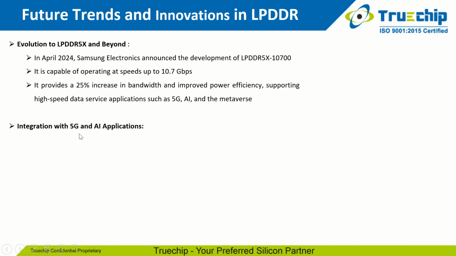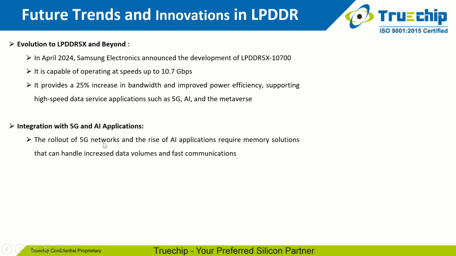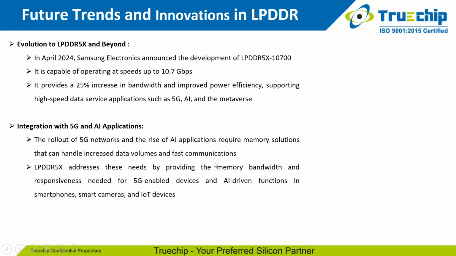Integration with 5G and AI applications. The rollout of 5G networks and the rise of AI applications require more memory solutions that can handle increased data volumes and fast communications. LPDDR5 addresses these needs by providing the memory bandwidth and responsiveness needed for 5G-enabled devices and AI-driven functions in smartphones, smart cameras, and IoT devices.